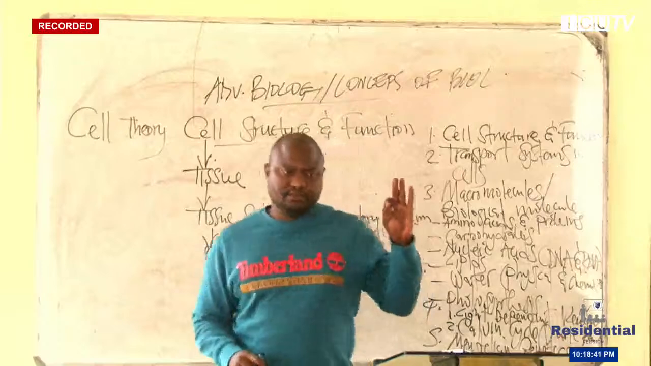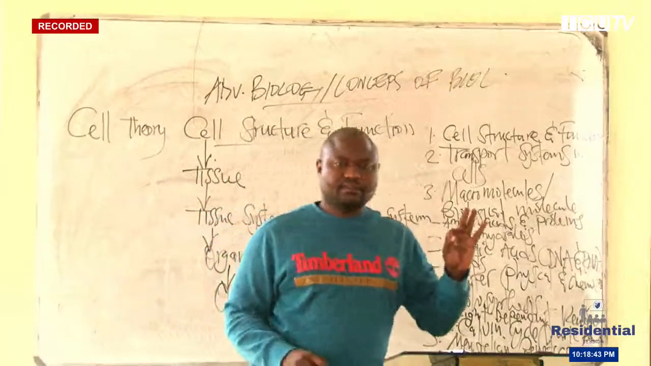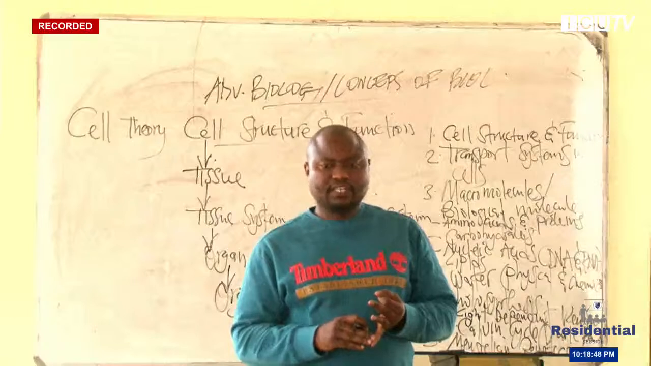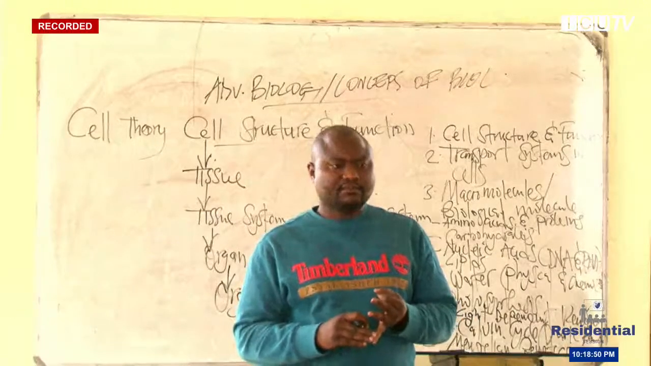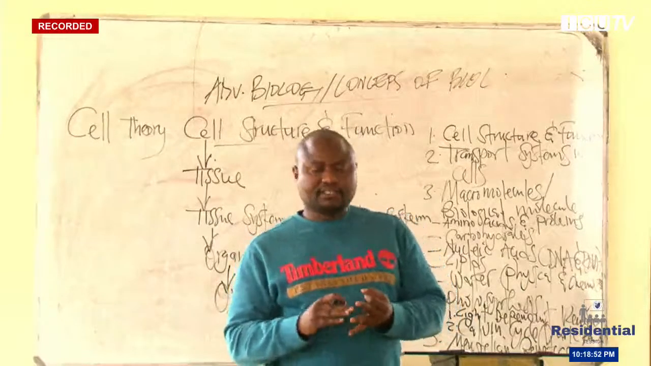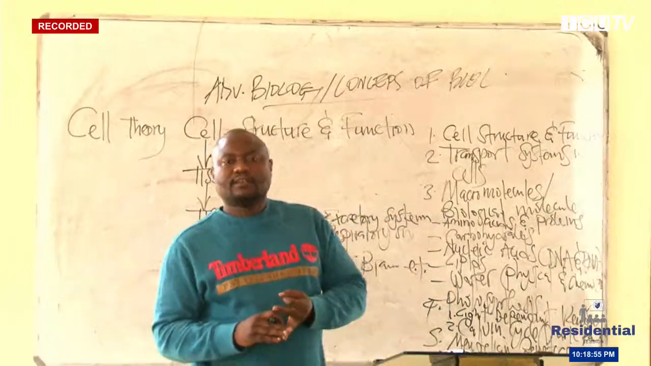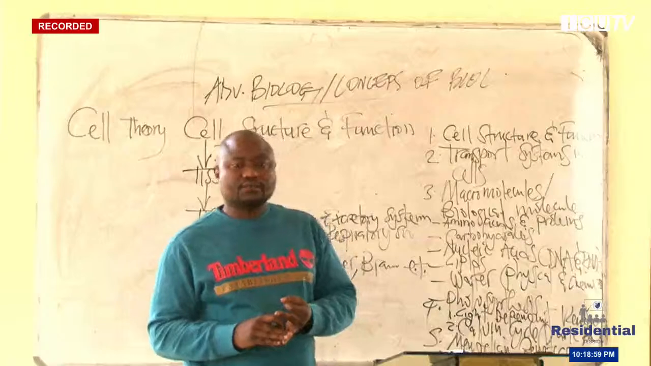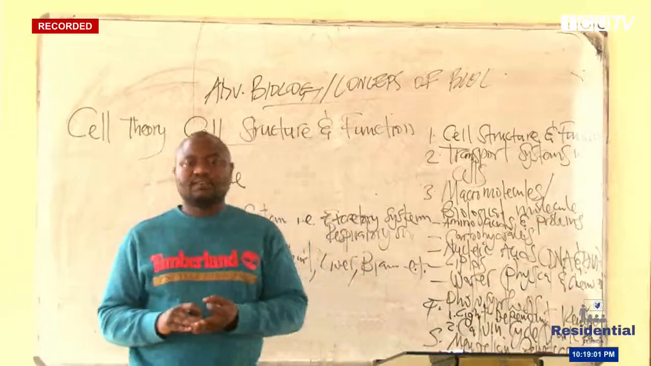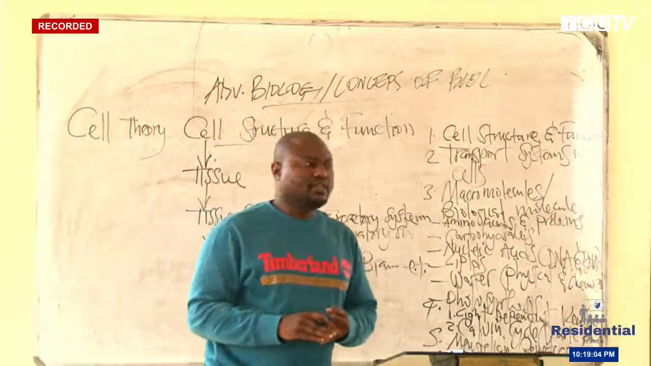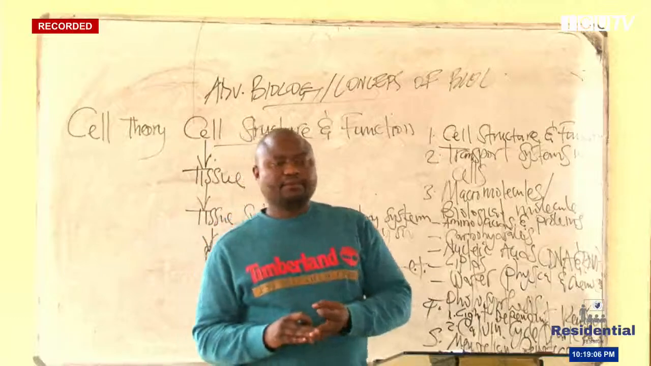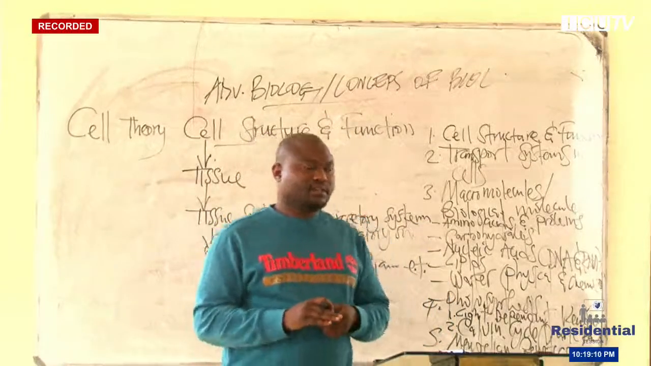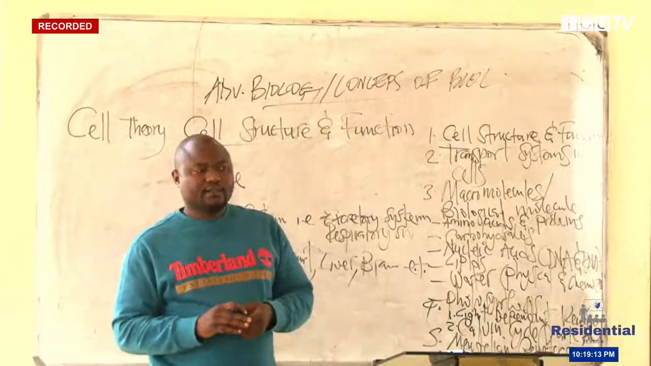So how many statements have I made in the cell theory? 3. Number 1, that a cell is a basic unit of a living thing or an organism, which we have already talked about. And secondly, we said that all organisms are made up of a cell, which is true. And then lastly, we said all cells emanate or come from pre-existing cells. 3 statements, that's what a cell theory states.